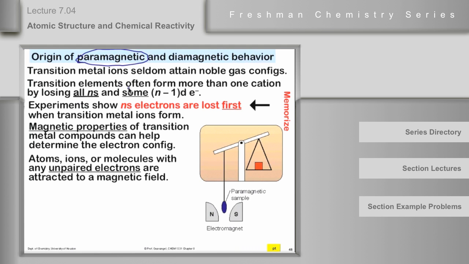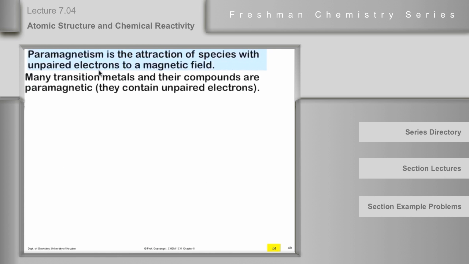Okay. Now, do we have questions on this concept of what a paramagnetic substance is? All it has to have is one unpaired electron, one or more, and it's paramagnetic, and it will be attracted to a magnetic field. All right? Now, paramagnetism, therefore, can be defined as the attraction of species with unpaired electrons to a magnetic field, and the magnitude of that attraction will tell the informed person how many unpaired electrons are there.